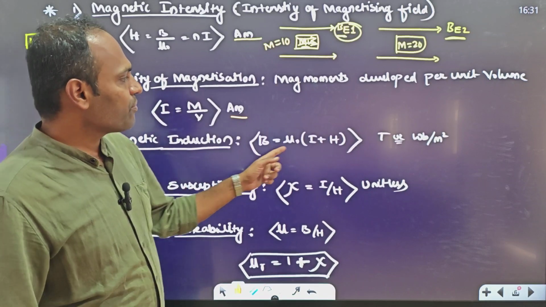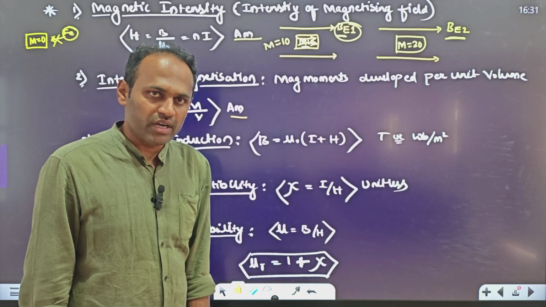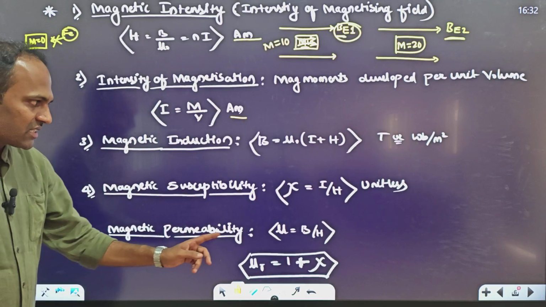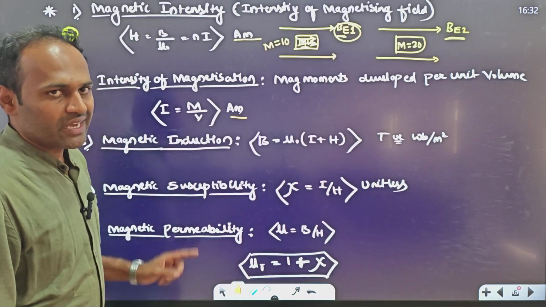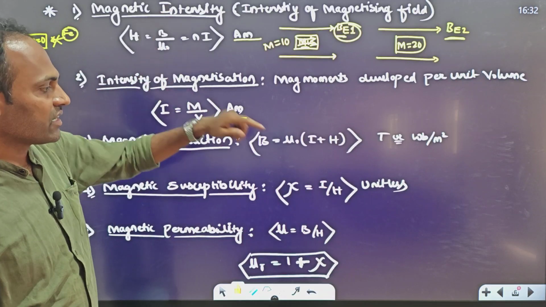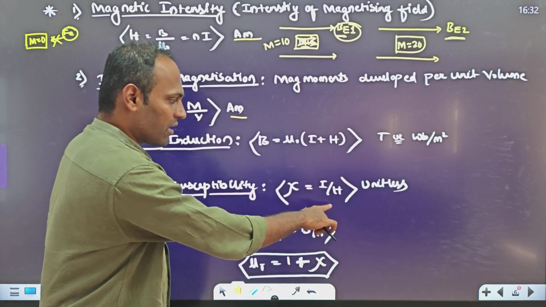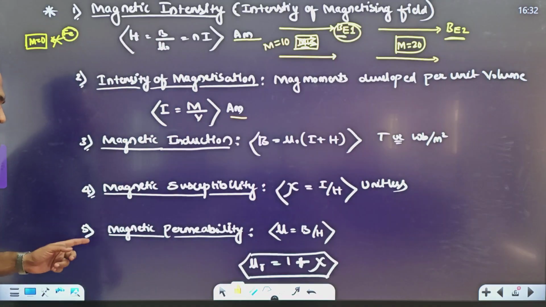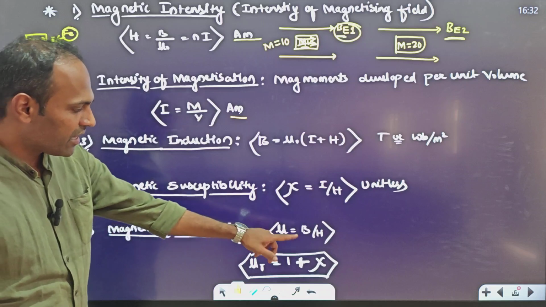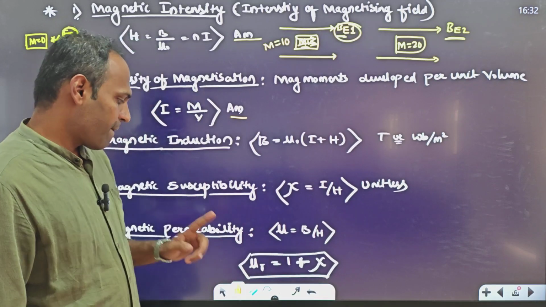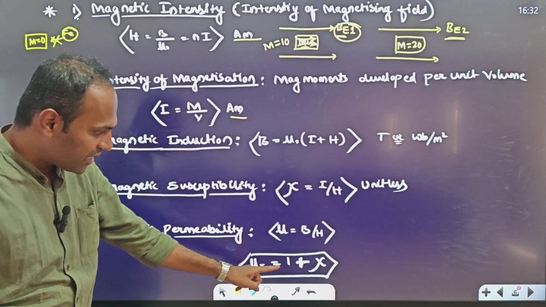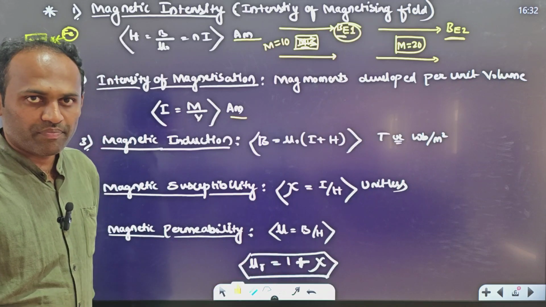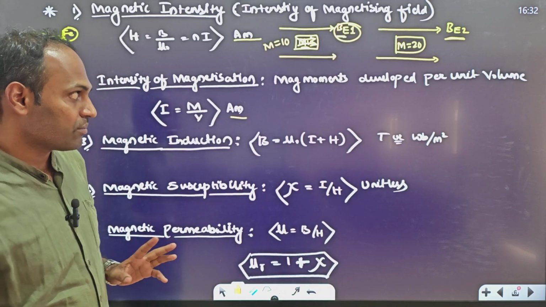Okay, SI unit of magnetic field is Tesla or Weber per meter square. We know this. Magnetic susceptibility is the ratio of I by H, intensity of magnetization to the magnetic intensity, right? Since these both have the same unit, it is unitless. That is magnetic susceptibility. Magnetic permeability is B by H, B divided by H. Relation between relative permeability and susceptibility: relative permeability is equal to 1 plus susceptibility, right?